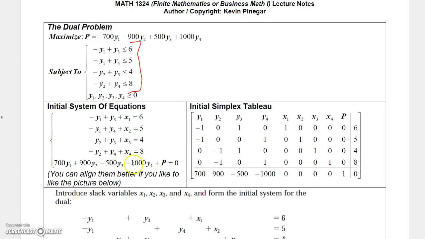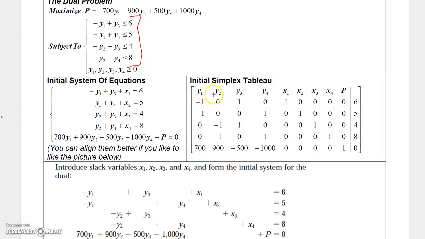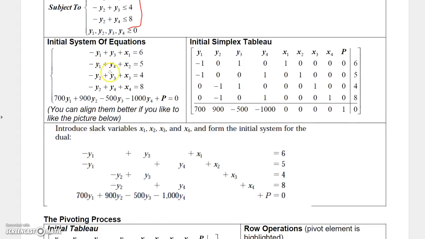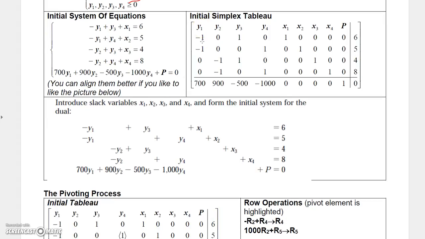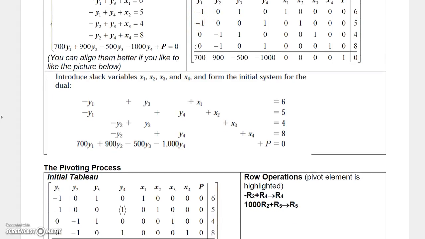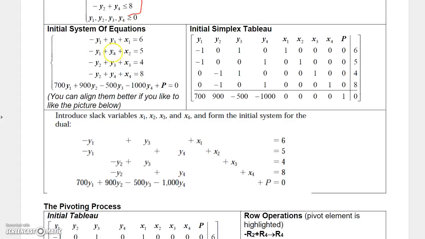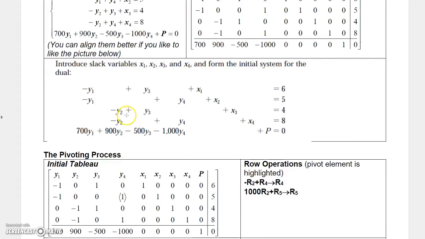Now, we can put this in a tableau, and again, you're going to have 4 y variables, 4 x variables, a P variable, and then a column for constants. So I'm going to assume that you can follow putting this in the tableau form by now. So this is the initial simplex tableau. This is just another way to write the initial system of equations.